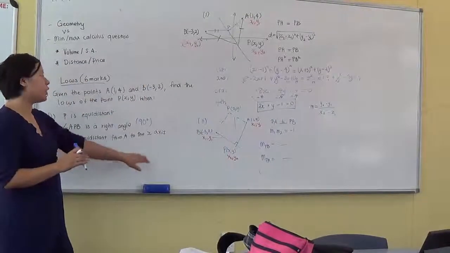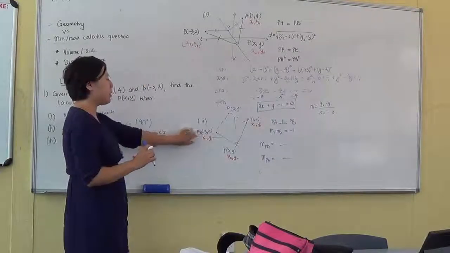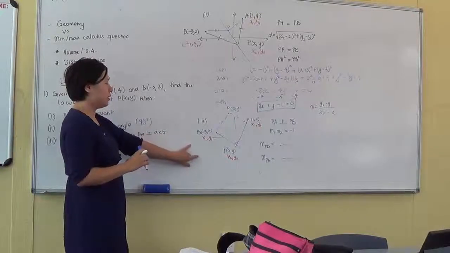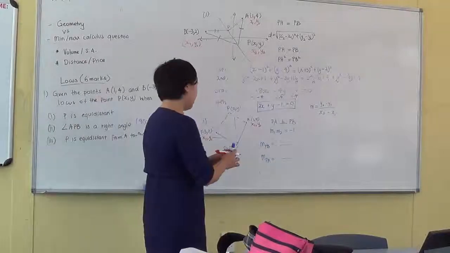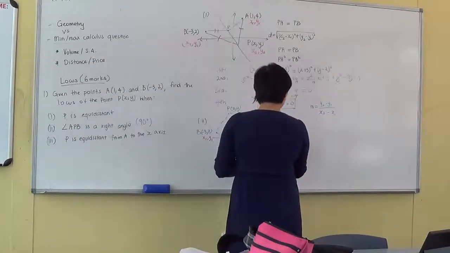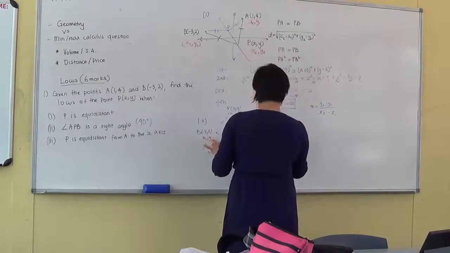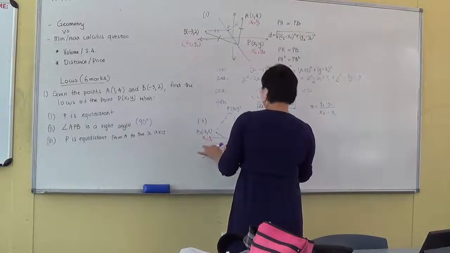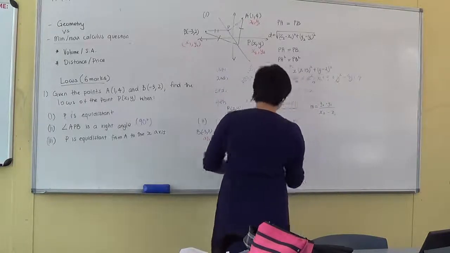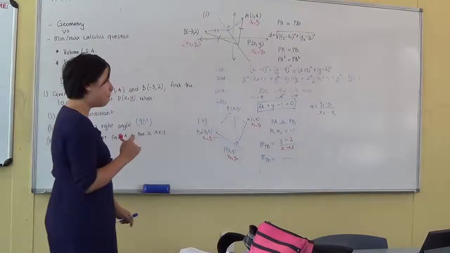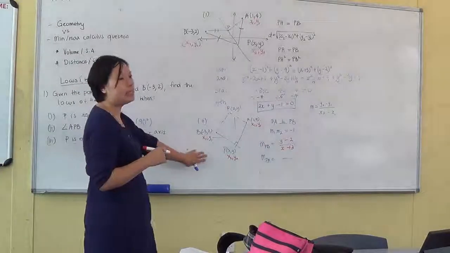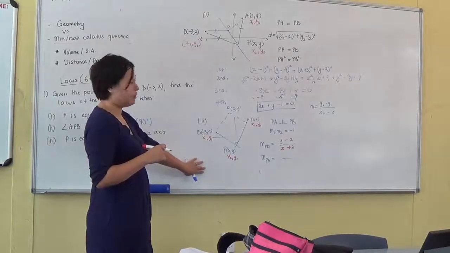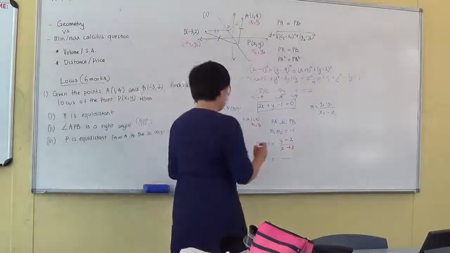Okay, so what's the expression from P, the gradient of PB? y minus 6. Yes. One at a time. y minus 2 over x minus... What about the expression for the gradient of PA? y minus 4 over x minus 1.